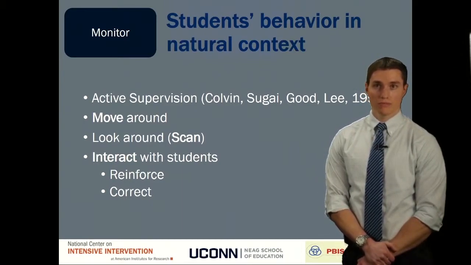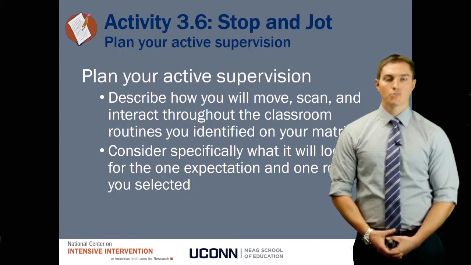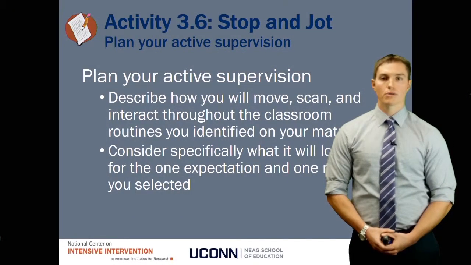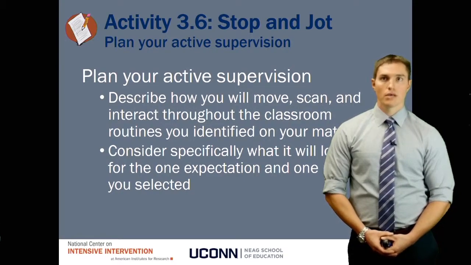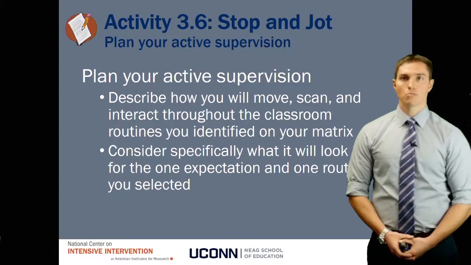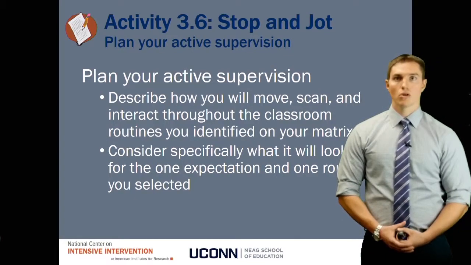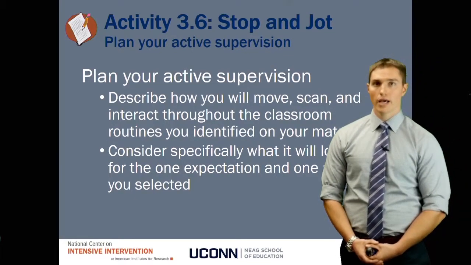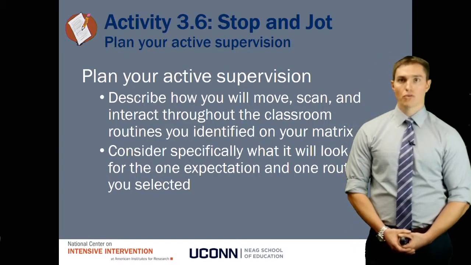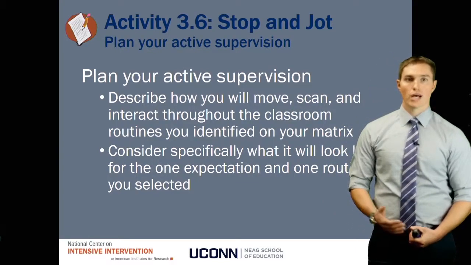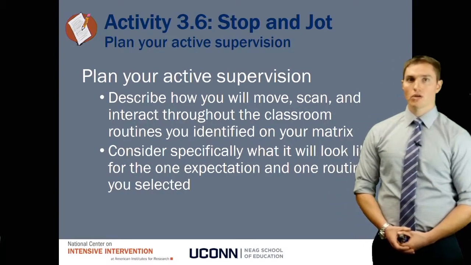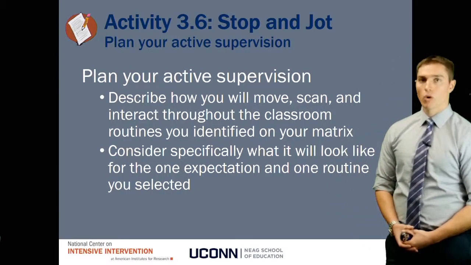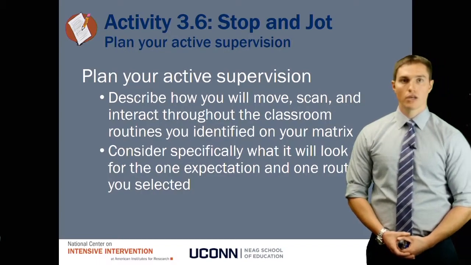At this point, we're going to look to have you turn back to your workbooks for activity 3.6. This is a stop and jot activity. Here we're going to look for you to plan your active supervision. First, look to describe how you will move, scan, and interact with students throughout the classroom routines you identified in your class-wide expectation matrix. Then, consider specifically what active supervision will look like for one expectation and one routine that you've selected.